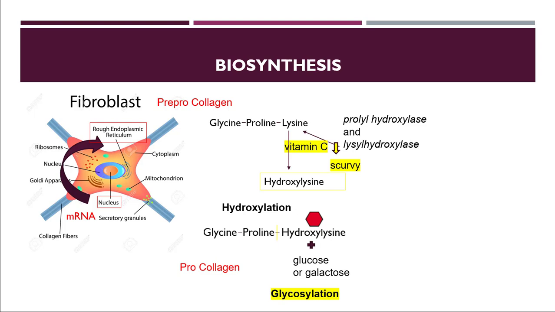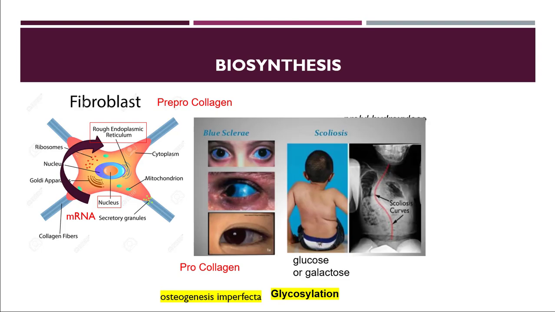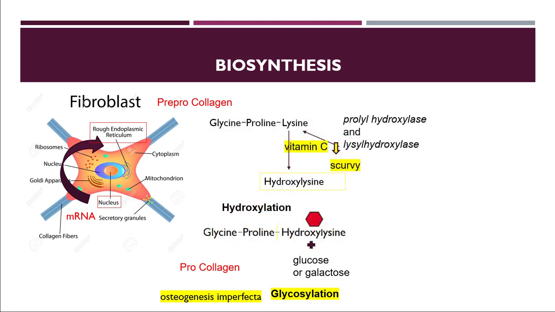Okay, at this point, the 3 polypeptide chains, we know now, are going to coil upon each other due to the help of this glycosylation. If there is some kind of defect in the glycosylation process, then we have the disease called osteogenesis imperfecta, and the symptoms of this disease are like this: blue color in the eyes, and your backbone will not be straight, it will be curvy there. Okay, again, I don't like symptoms, I'm going to remove it.